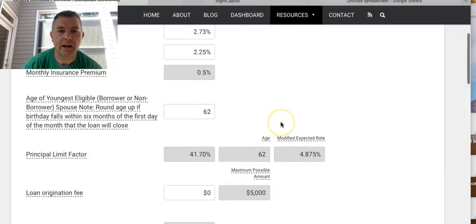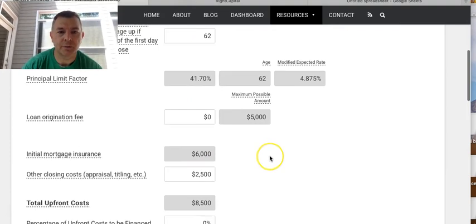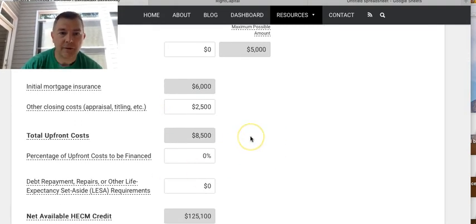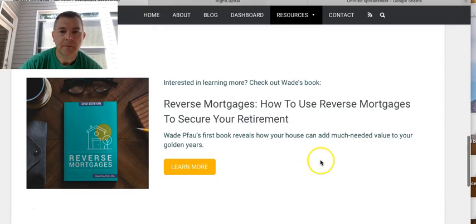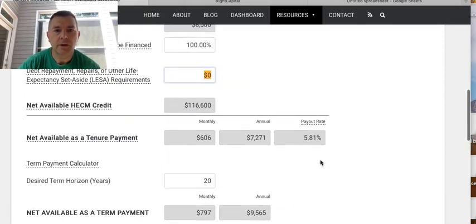And now we are getting rid of the origination fee, so we do have some upfront cost of $8,500, but that'll be factored into the loan, I think. Yeah, percentage of upfront cost we finance. We'll say 100%. There we go. I want to put that in there, and I get 116.